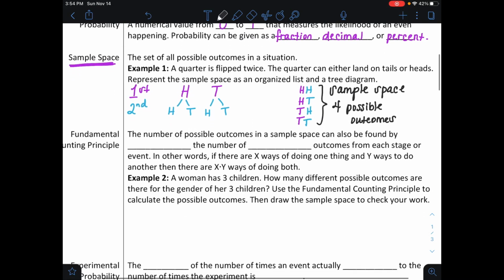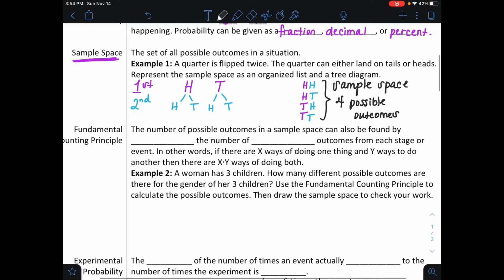Alrighty, fundamental counting principle is next. The number of possible outcomes in a sample space can also be found by multiplying the number of possible outcomes from each stage or event. In other words, if there are X ways of doing one thing and Y ways of doing another, then there are X times Y ways of doing both.